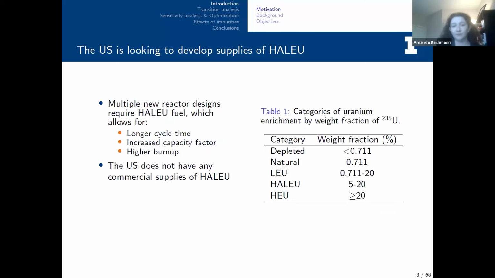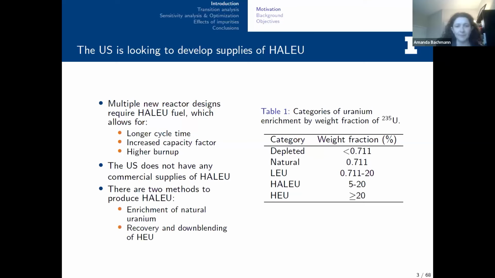And like I said, right now we don't really have commercial supplies. The Centrus facility in Ohio, I think like a week before my defense, got their facility up and running, but still working on fully getting that scaled up. And then it's also still limited in how much of this HALEU they can provide. So we're still looking at how we can bolster this commercial supply chain for HALEU.